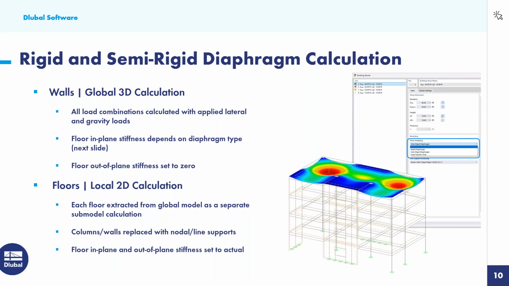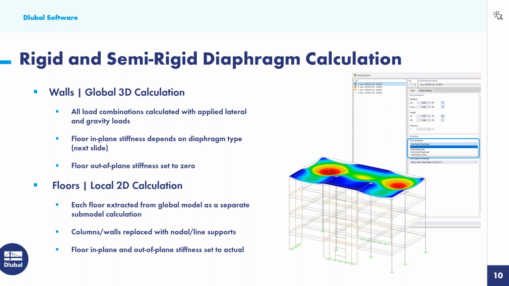Then we're going to run an additional local 2D calculation. So what we do here is we extract each individual floor or diaphragm and all the surfaces that are included in that in the horizontal direction, as well as those rib elements. And we run a separate submodel calculation under the hood. Now, instead of the columns and walls framing up underneath this floor, we replace those with nodal and line supports.